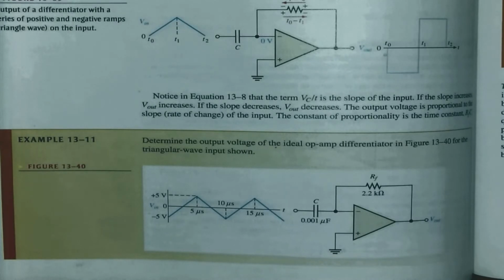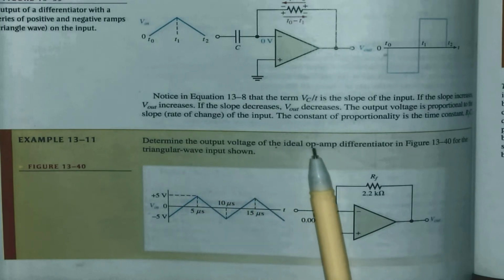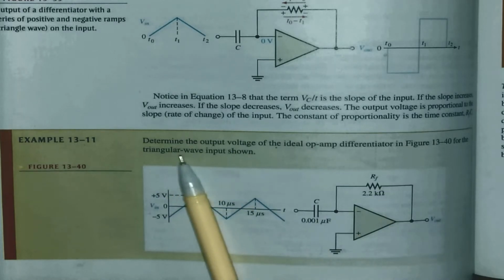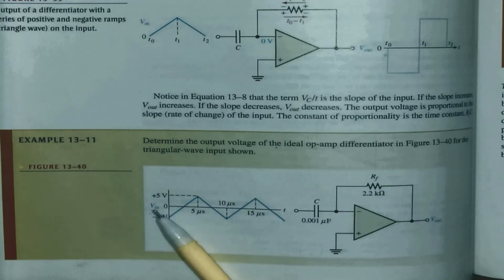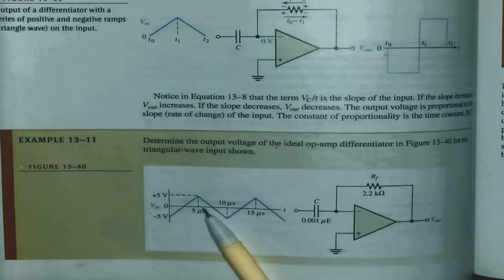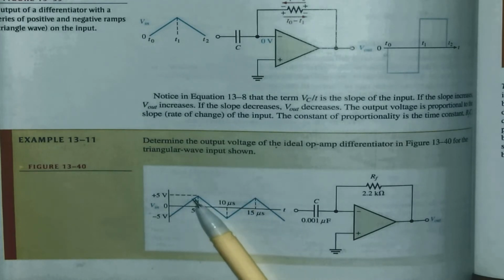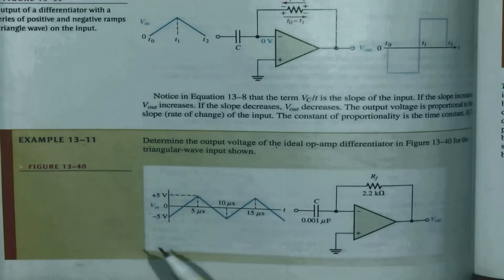Let's have a look at this example, example 13.11. They say determine the output voltage for an ideal opamp differentiator in figure 13.4 for the triangular wave input shown. This you will notice goes from minus 5 to plus 5, and the time duration is 5 microseconds. And then it will go from plus 5 to minus 5, also in another 5 microseconds.